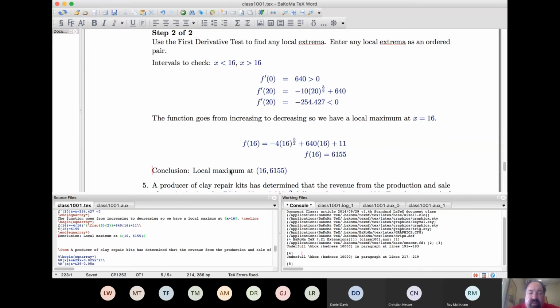Classifies a maximum. Now, on Hawks, you have a box for local maxima, a box for local minima. So you'd enter this in the maximum box. The minimum box, you would leave blank and also check none. There's a radio button for that to indicate that there are no local minima for this function.